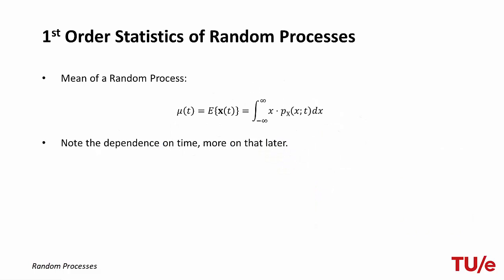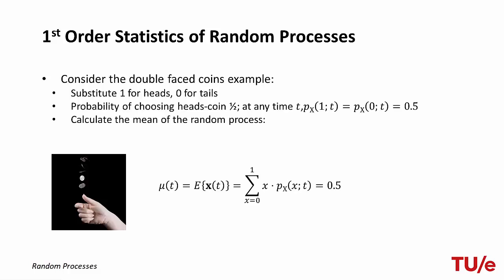Here we consider the first order statistics, which means we consider the statistics of a single random variable. We can talk about the mean of a random process, which is again a function that depends on time. We will investigate the dependence on time later. For the moment, let's consider the double-faced coins example. To be able to calculate the mean, we have to replace the heads and tails with numbers. Let's substitute 1 for heads and 0 for tails.